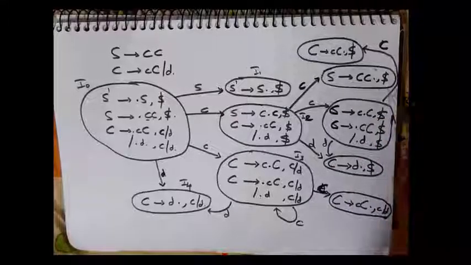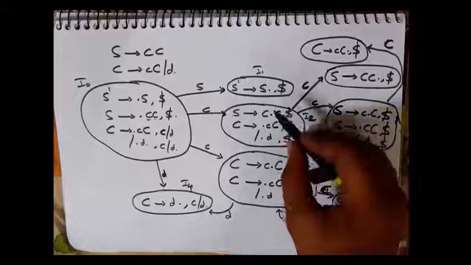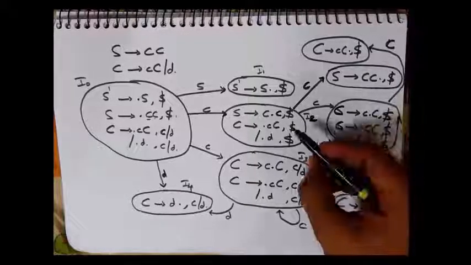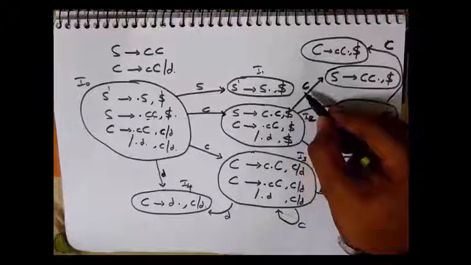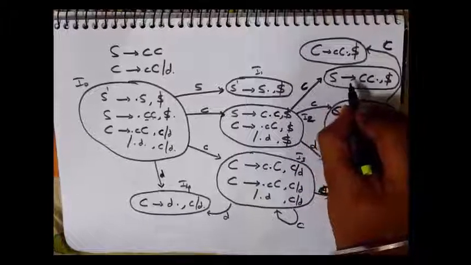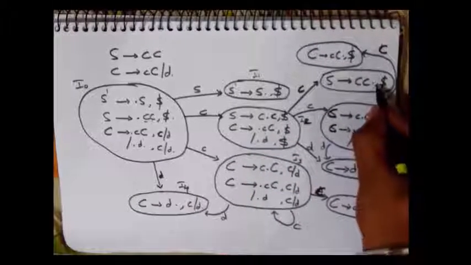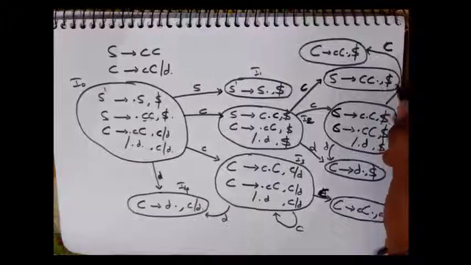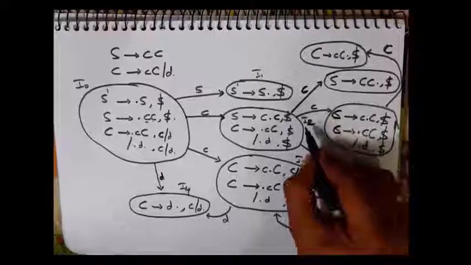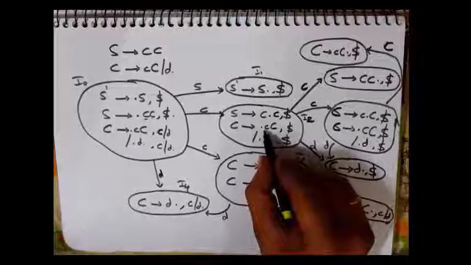The construction of all the productions is done in a similar way. Starting from the initial state, we have constructed I1, I2, I3 and I4. Now we are constructing the extra productions. After I2, when the transition C is given to I2, we'll get S derives C C dot, because we just shift the dot by one position and the look ahead does not change, which is dollar. When small c is given to I2, we'll get C derives c dot C, comma dollar.